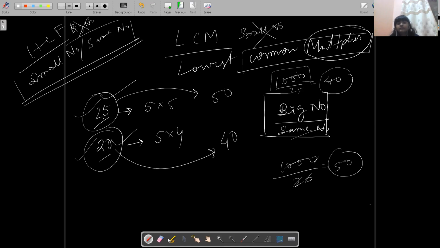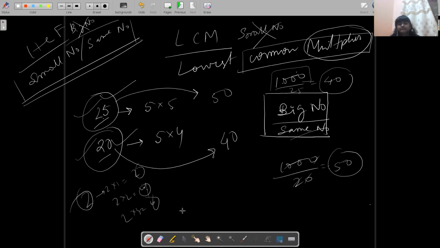Right? Multiple means, you know tables, right? So you have to multiply this number with something so that you can get a multiple. What is the multiple of 2? It's 2 into 1 is 2, 2 into 2 is 4, 2 into 3 is 6. So all these are multiples of 2, right?